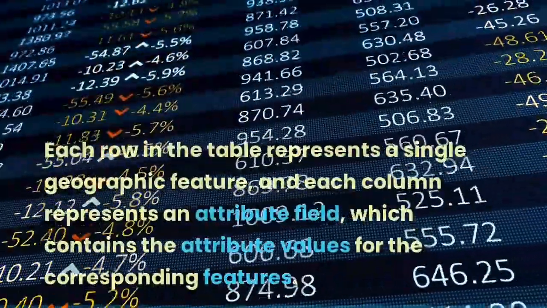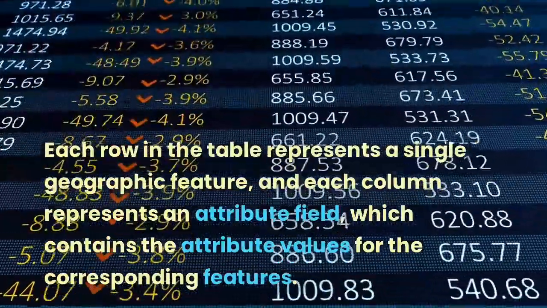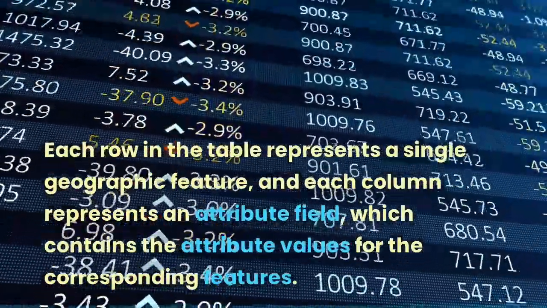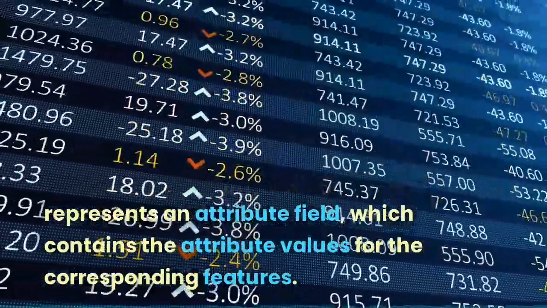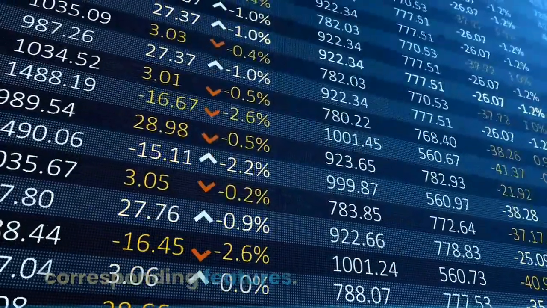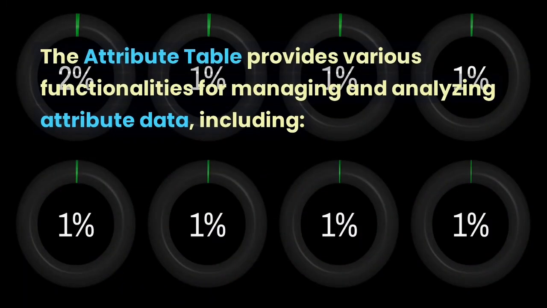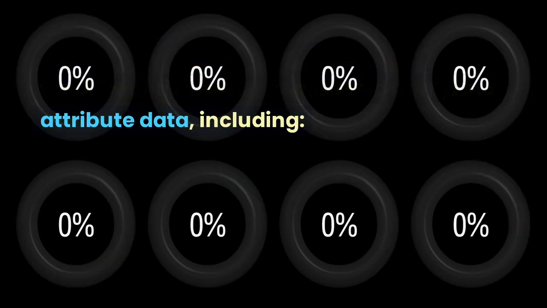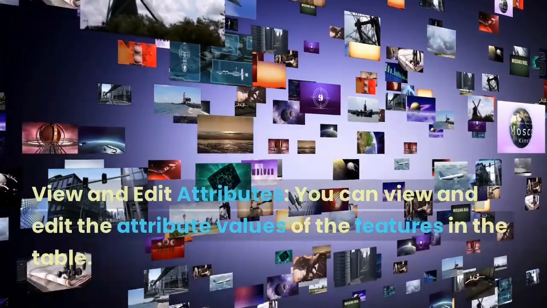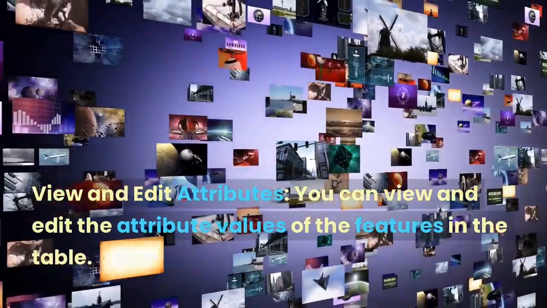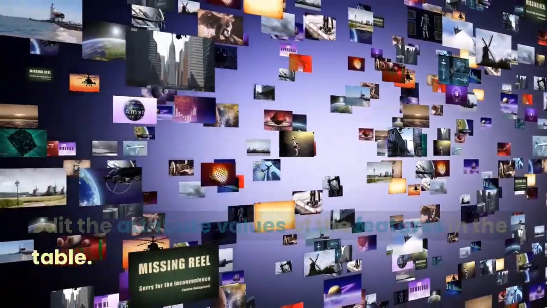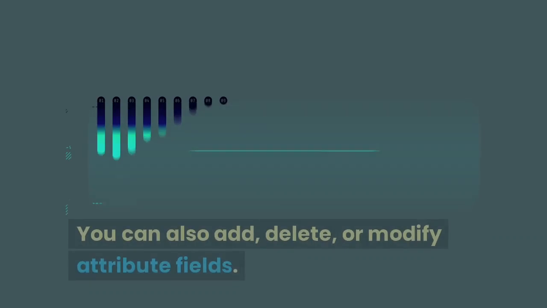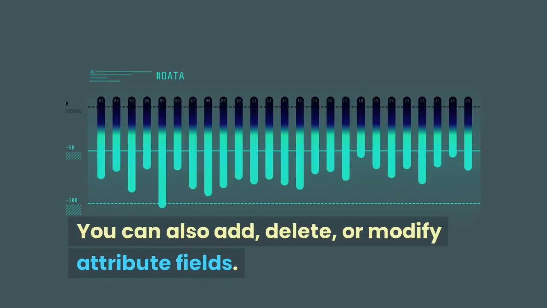Each row in the table represents a single geographic feature, and each column represents an attribute field, which contains the attribute values for the corresponding features. The attribute table provides various functionalities for managing and analyzing attribute data, including view and edit attributes. You can view and edit the attribute values of the features in the table. You can also add, delete, or modify attribute fields.